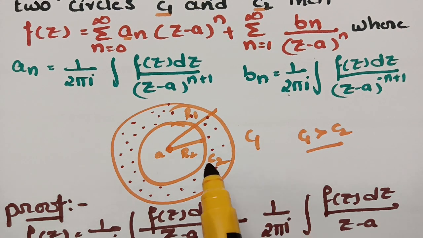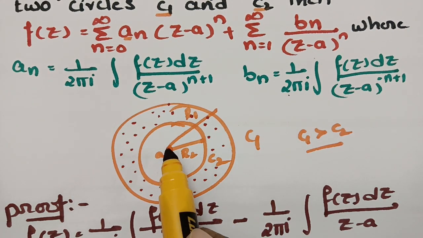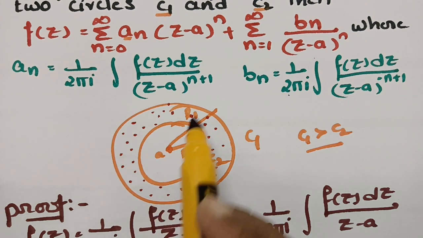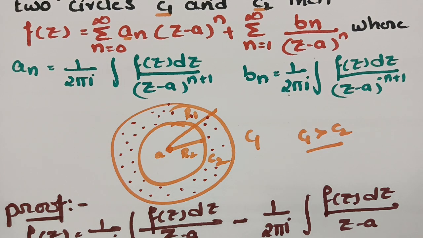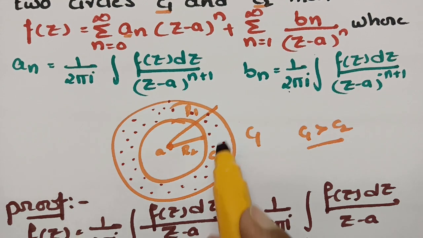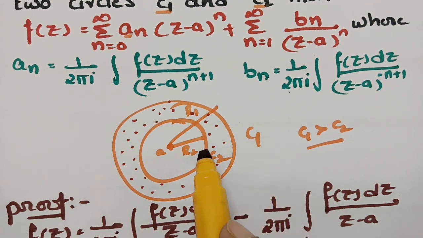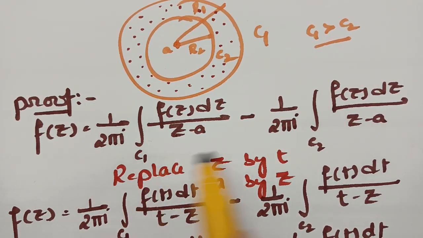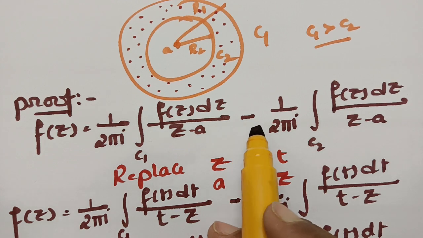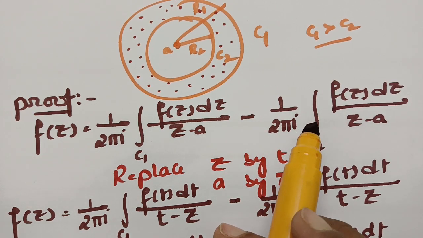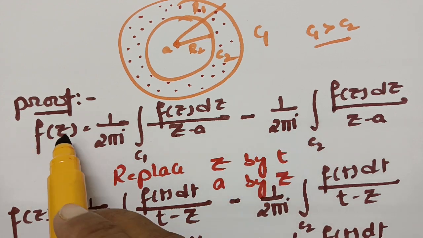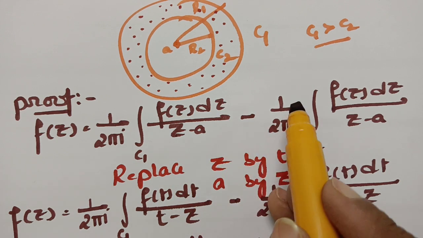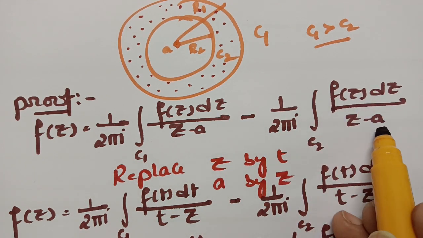So this is circle C1 and this is circle C2. A is the same center for both C1 and C2 as they are concentric circles, and R2 is the radius for C2 and R1 is the radius for C1. So clearly the C1 circle is greater than C2. In order to get the ring shape, C2 should be subtracted from C1. So according to Cauchy's integral theorem, this is C1 and this is C2, and there is a subtraction, as it is given that z is any point in the ring-shaped region, and f of z is defined as 1 by 2 pi i times the integral over C1 of f of z dz by (z minus a), minus 1 by 2 pi i times the integral over C2 of f of z dz by (z minus a).